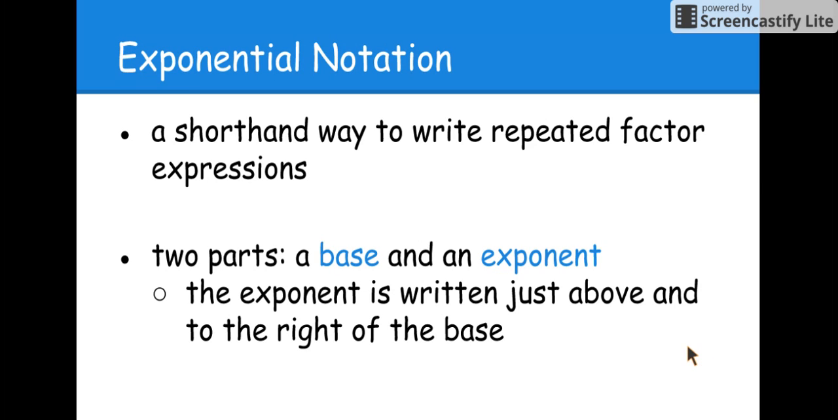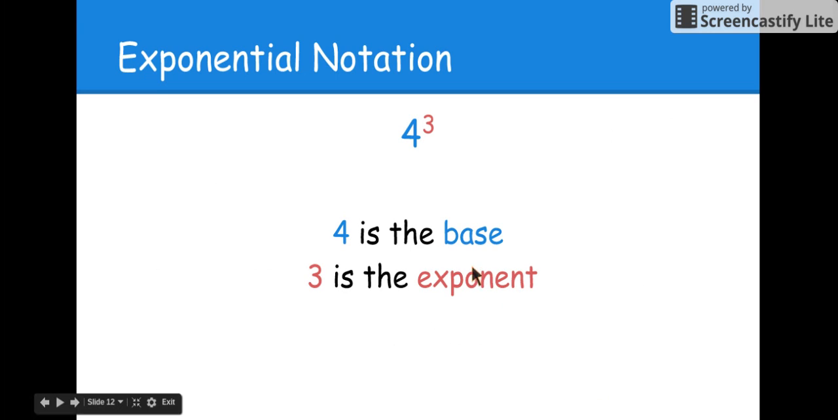Exponential notation is a shorthand way to write repeated factor expressions. There are two parts in exponential notation, a base and an exponent. The exponent is written just above and to the right of the base. So we've got 4 to the third power. 4 is the base, and 3 is the exponent.